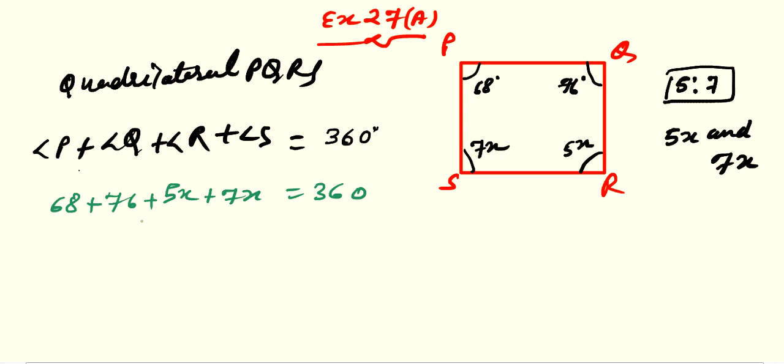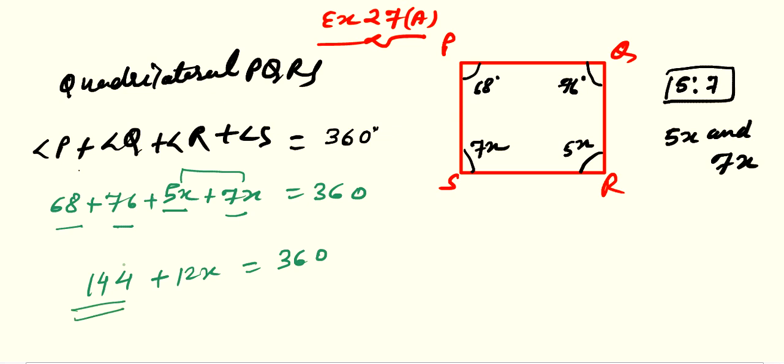Now you know very well from the algebra part, you can add these two only and these two separately. X में add होगा और digits में add होगा. Clear? So just add this 68 and 76. 144 you will get. Then 5x plus 7x, 12x equals 360. Now transpose this value to the right hand side. So 12x can be written as 12 into x equals 360 minus 144. Why minus? Because on this side we are having plus.